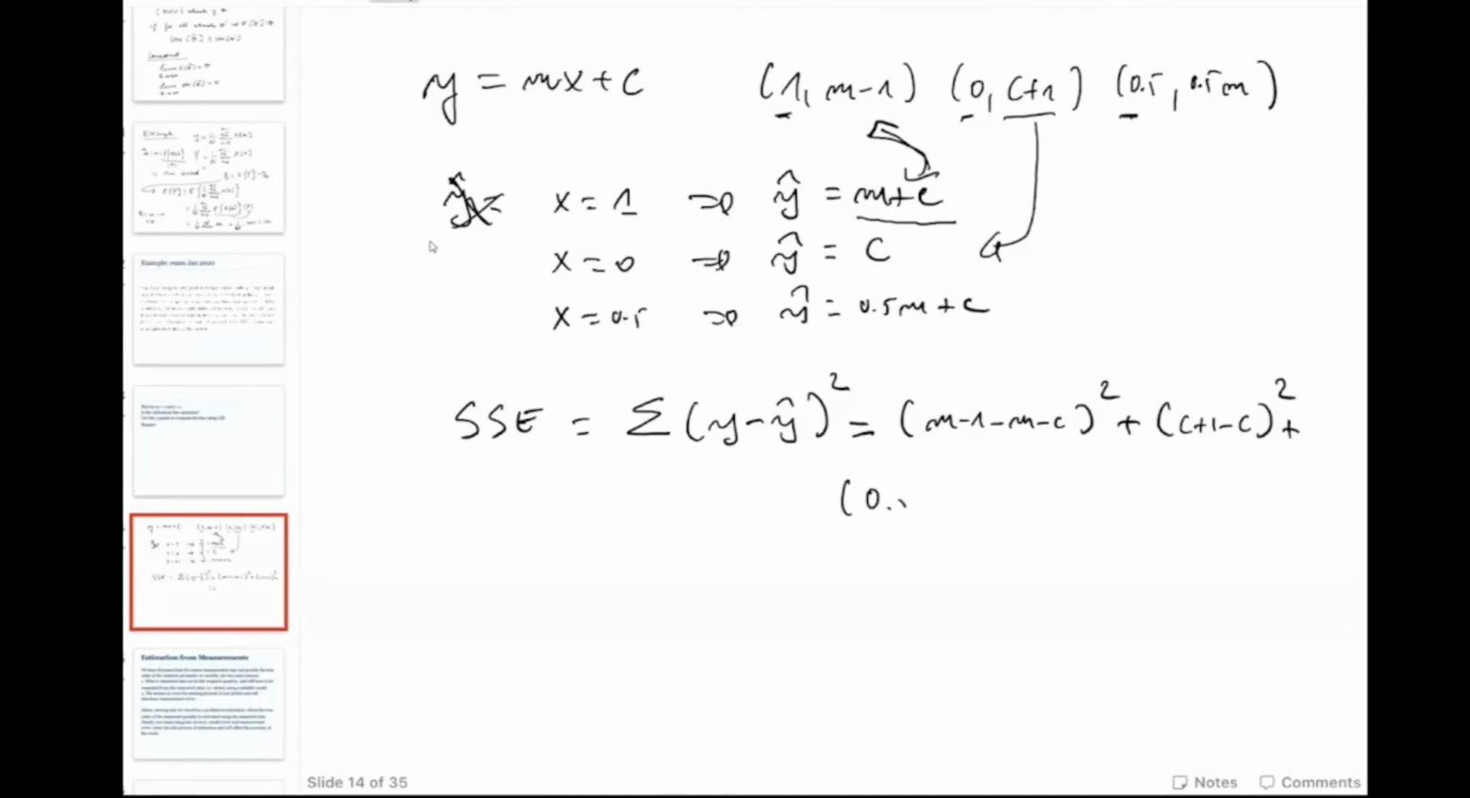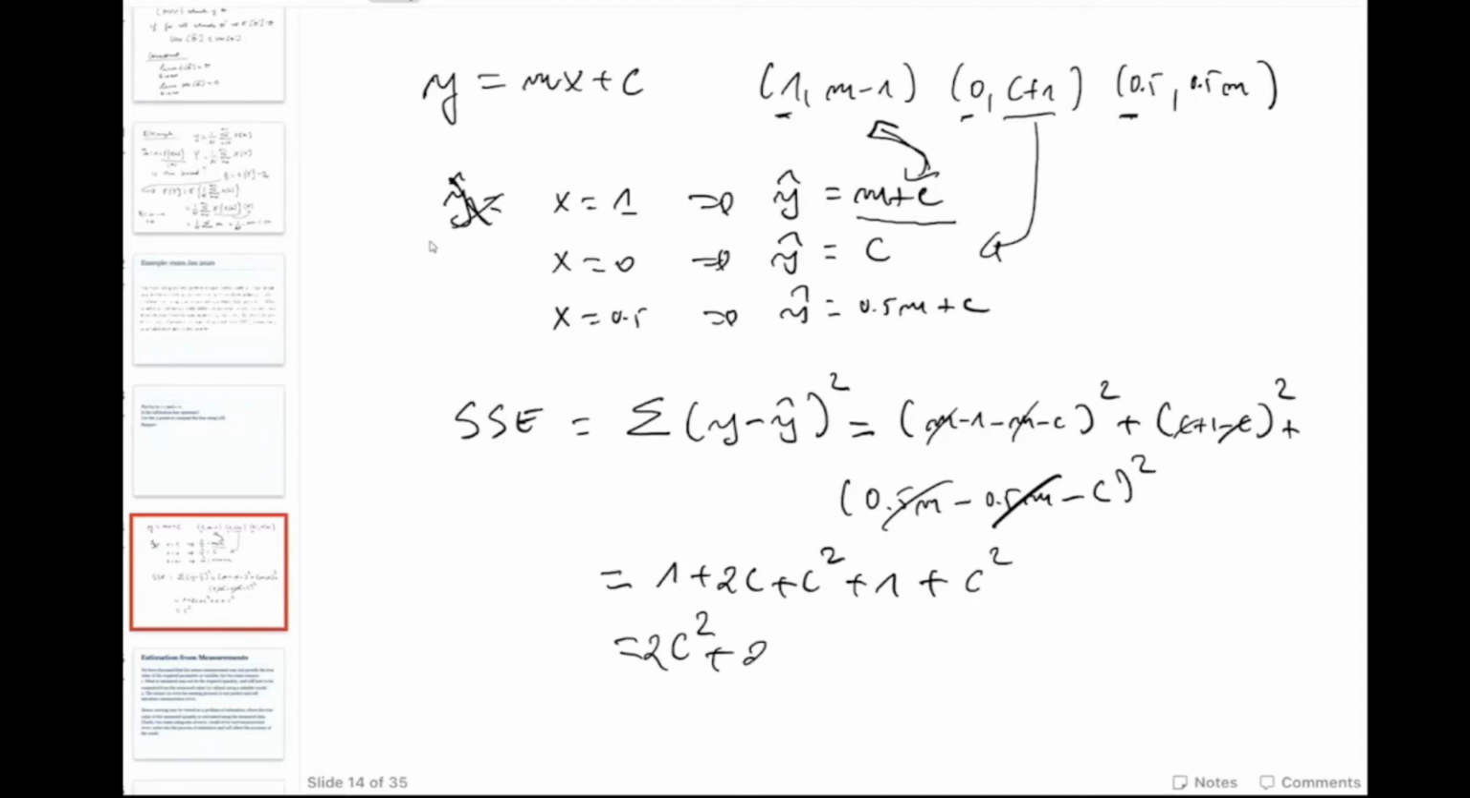0.5 m minus 0.5 m minus c, squared. In this case, m is gone. We have only 1 minus c, squared, which is 1 plus 2c plus c squared. In the second part, c is gone. We have only 1 squared, which is 1, plus here as well this is gone, and then c squared, which will give us c squared, so 2c squared plus 2c plus 1. So this is what we're supposed to get.